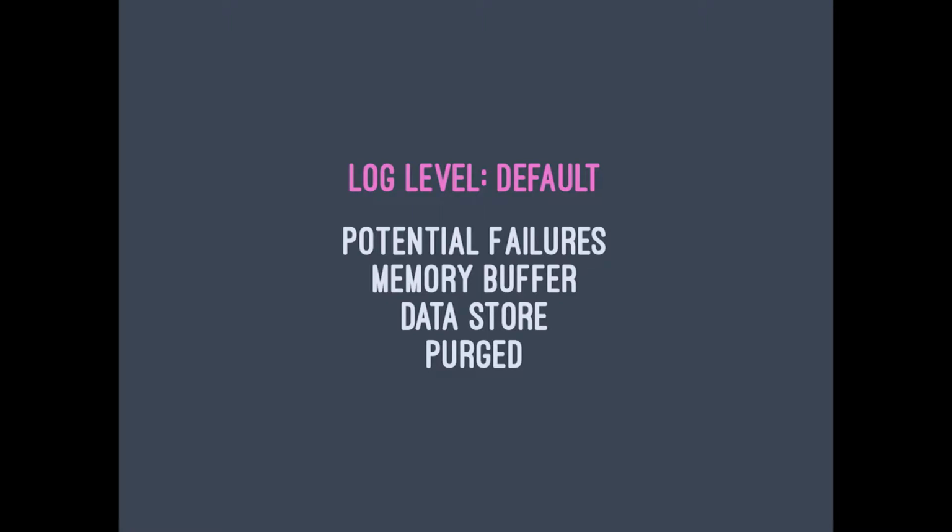The default level captures information about things that might result in a failure. This information is initially just stored in a memory buffer. As that buffer fills, these messages are compressed and saved out to the data store. And then they will remain in that data store until a quota is exceeded, at which point the messages are then purged.